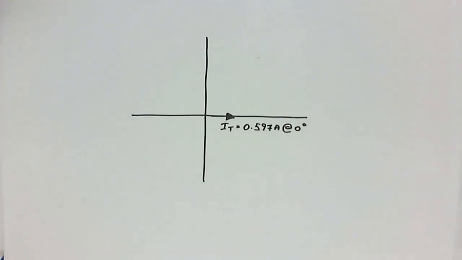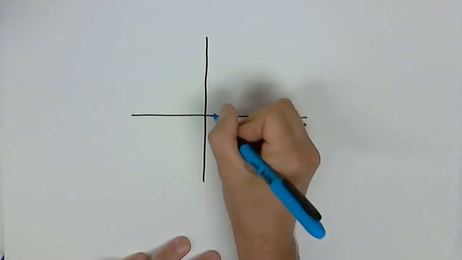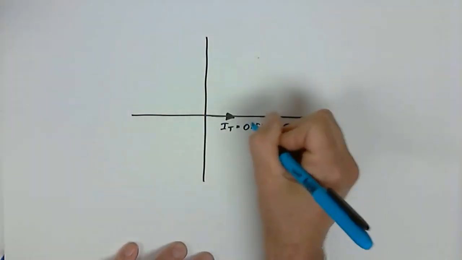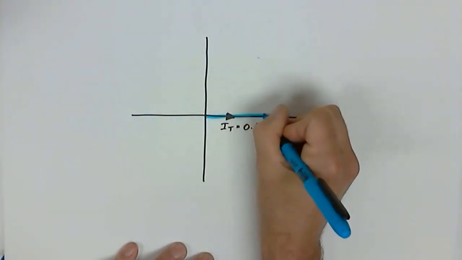The next one I'm going to sketch in here is the voltage for the resistor. So the voltage for the resistor is 11.94 volts.